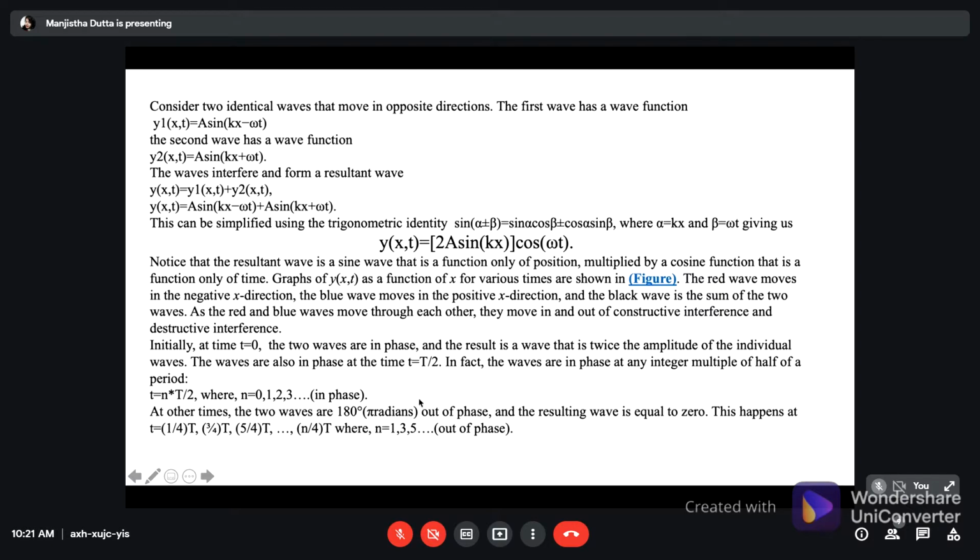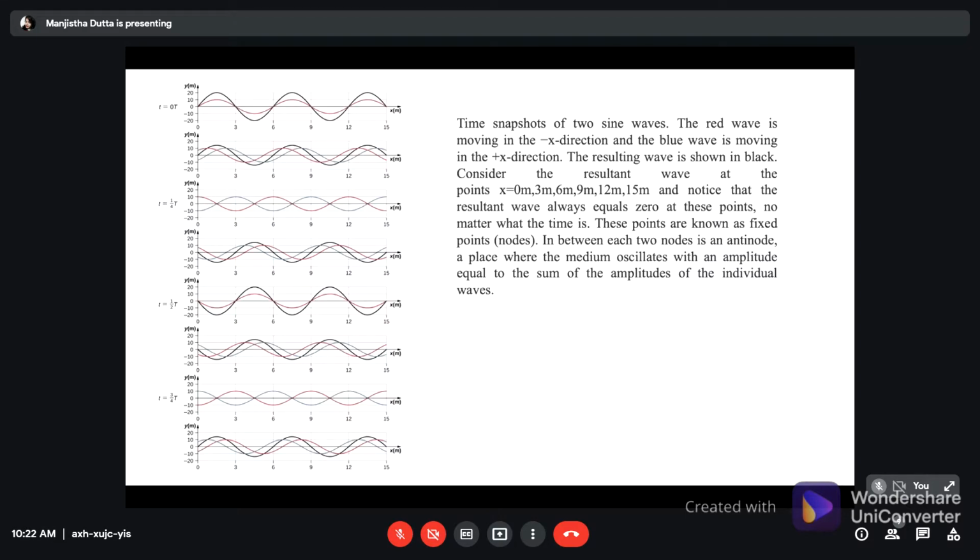So this is the point, and if I represent it graphically, it is a bit easier to understand what happens. You can see these graphs over here. This blue and red line represent the two superposing waves, and the resultant wave is shown in black.